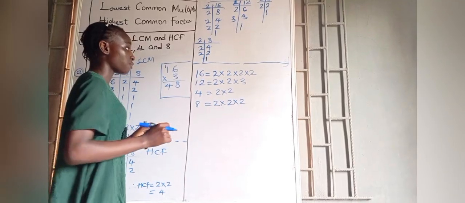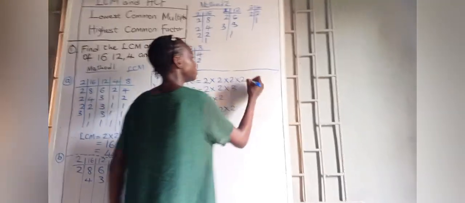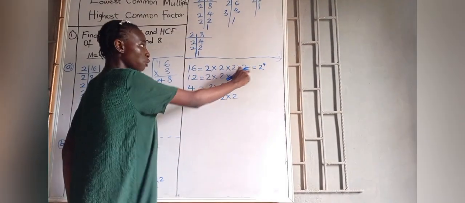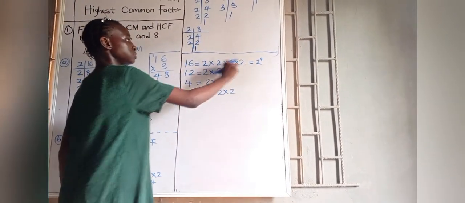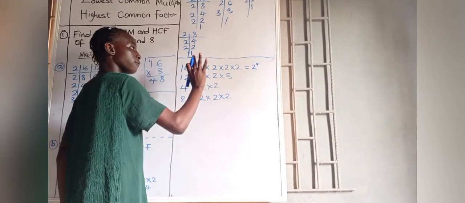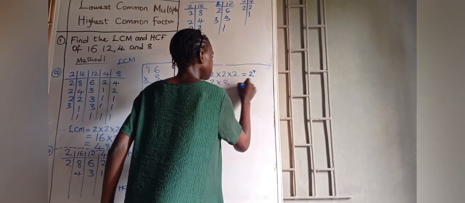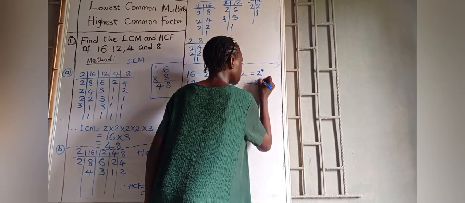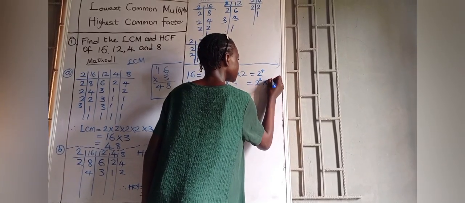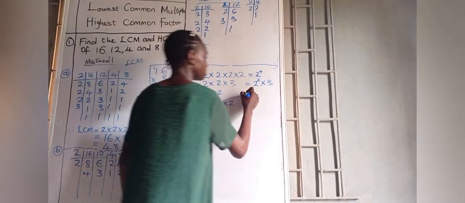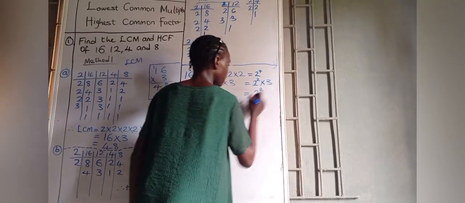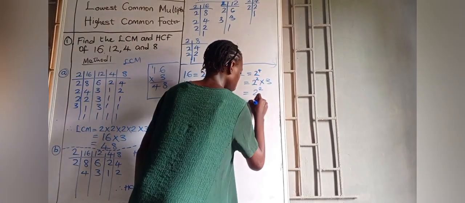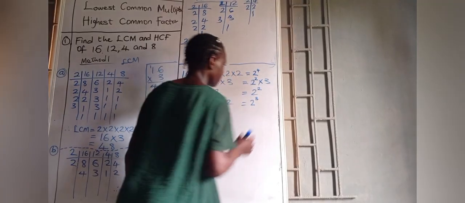When I say index form, I'm going to raise it to a power. So this will be 2 raised to power 4. Why? Because there are 4 2's here. Then this, I have 2 2's and 1 3. So 2 raised to power 2 times 3. Then this, I also have 2 raised to power 2. This, I also have 2 raised to power 3.